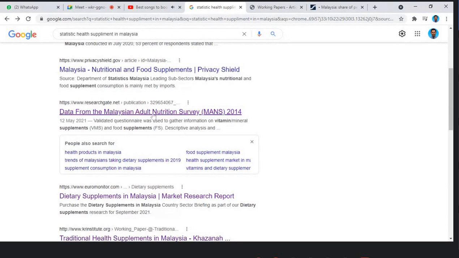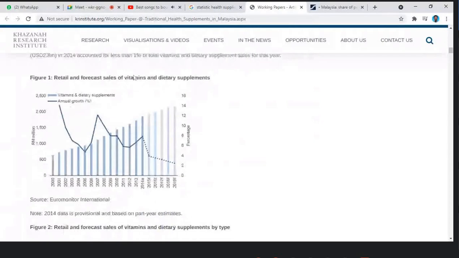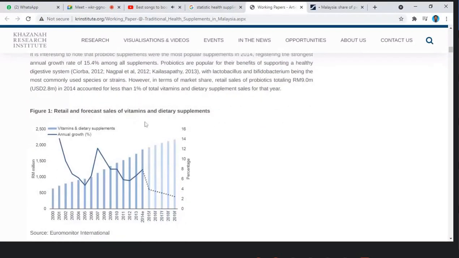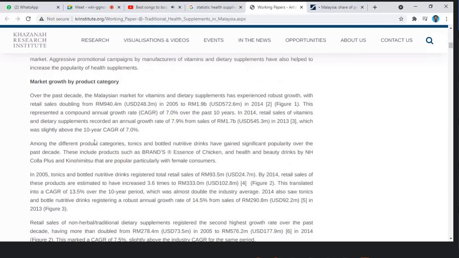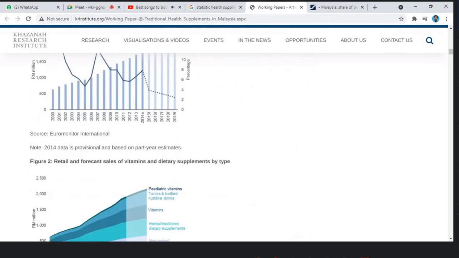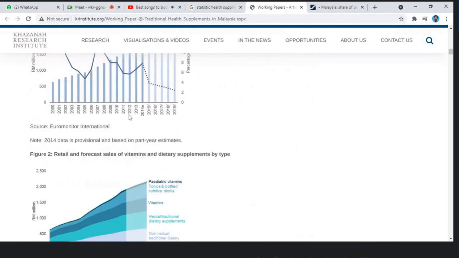So you can find them here, but you need to read and try to get the original sources. For example, this Khazanah Research Institute has introductory data that gives an introduction to their issue or problem. They cite it from Euromonitor International. So in your write-up, don't cite Khazanah Research Institute. You need to cite the original sources. I mentioned that this data is from 2014, so your job is to update the data.